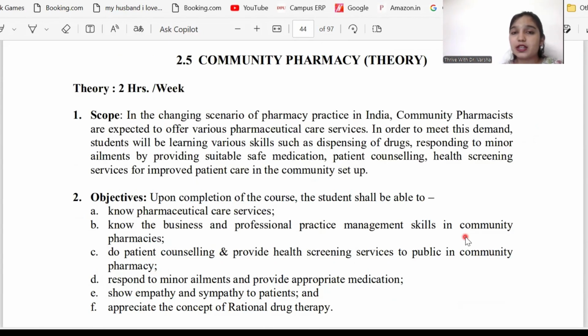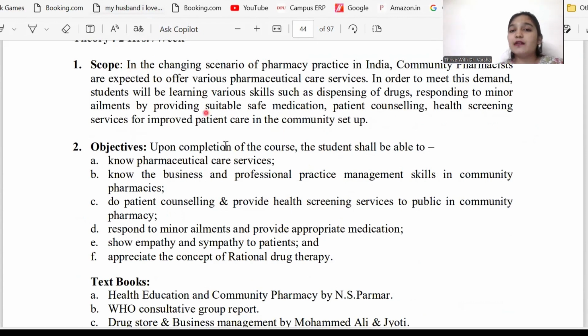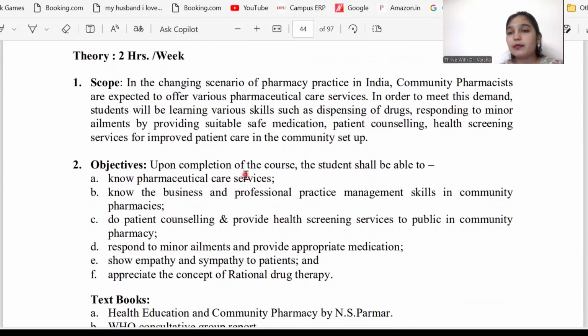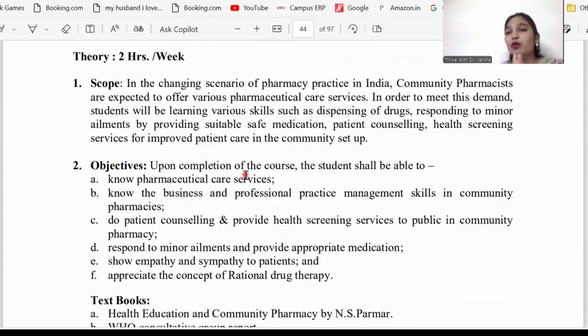Then our fifth subject is community pharmacy. Why you will study community pharmacy, I will tell you. If you want to open your own business of community pharmacy, then you should have the knowledge of how you will dispense, how you will stock the product, how you will respond to minor ailments, and how you will provide safe medication, patient counseling, health screening services, and how you will improve the patient scenario and their health care.